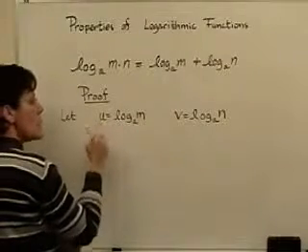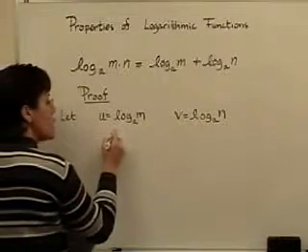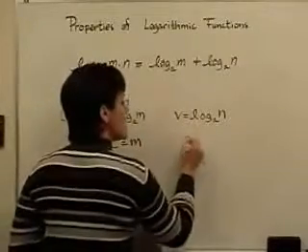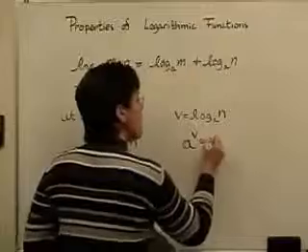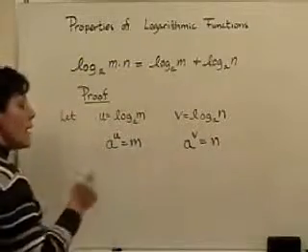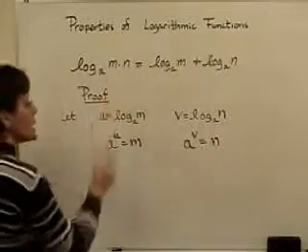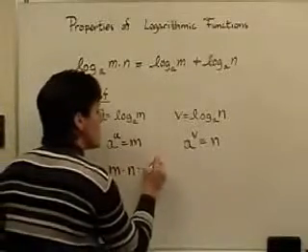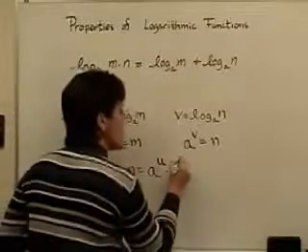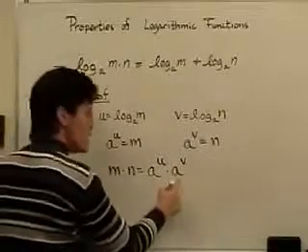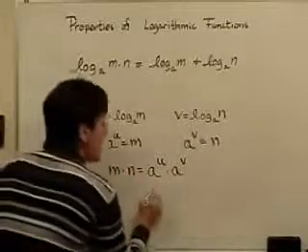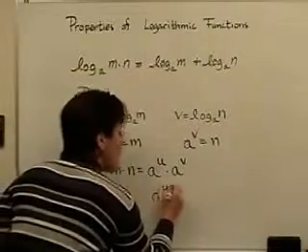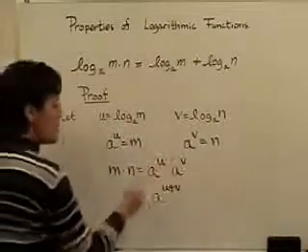So this is my exponent. So I have the base of a to the u power is equal to m. And here I have the base of a to the v power is equal to n. And now, because I'm talking about the product rule, I'm going to multiply m times n together. Well, that means taking a to the u times a to the v, because this is m and this is n. Well, I know that by my property for exponents, if the bases are alike, I should add those exponents, u plus v.